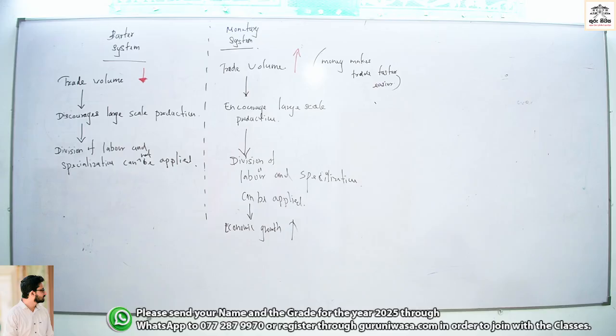Then it encourages large scale production. Large scale production means we can use division of labor. Finally, Lama, if we can use division of labor, it increases efficiency, productivity and economic growth. Remember this relationship.